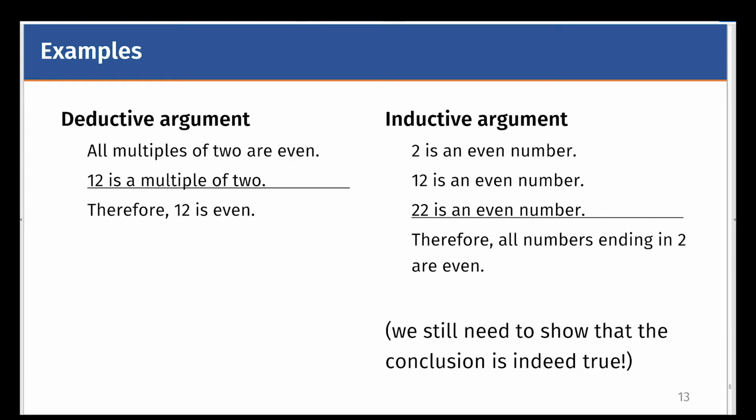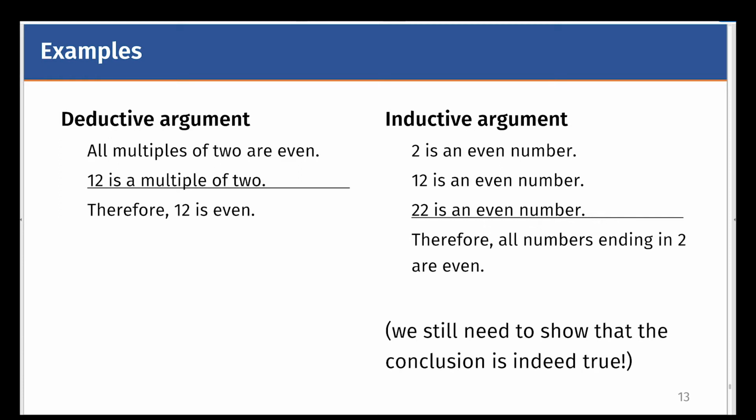In a deductive argument, you would start by saying that all multiples of 2 are even. 12 is a multiple of 2, therefore 12 is even. In an inductive argument, the idea of an even number is based on examples. We know that 2 is an even number, 12 is an even number, 22 is also an even number.